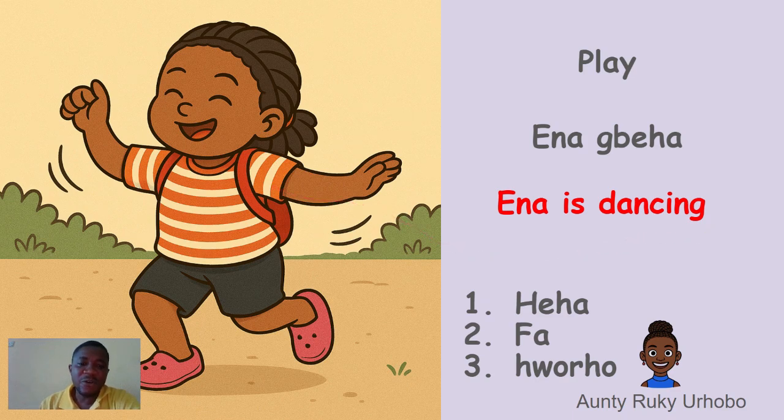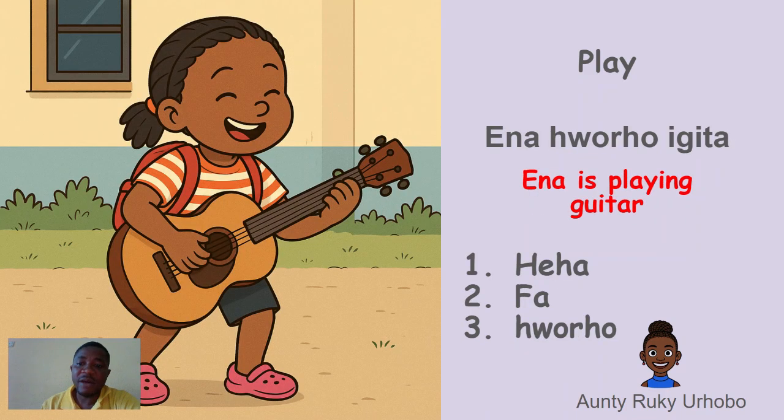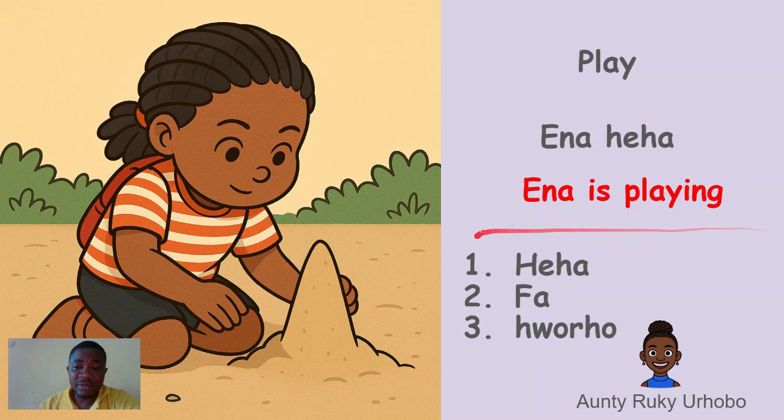So these are the 4 ways to use the word play. One as a noun, heha, and then we have it as a verb, heha, playing, fa, to play ball, to play dice, to play card, to play seeds, hworho, to play musical instruments or music, wado.